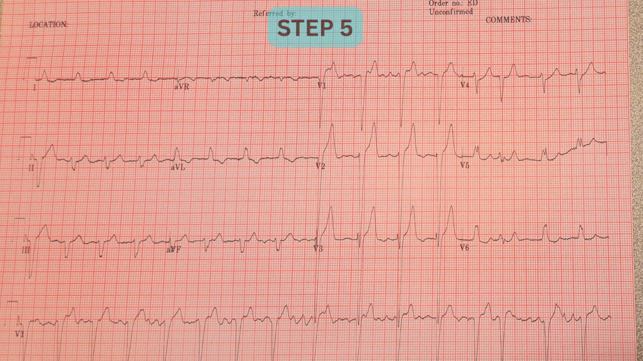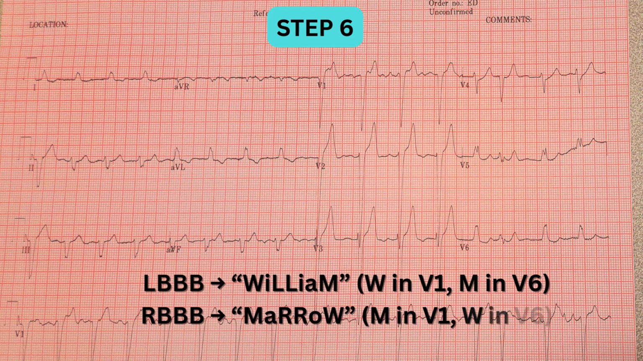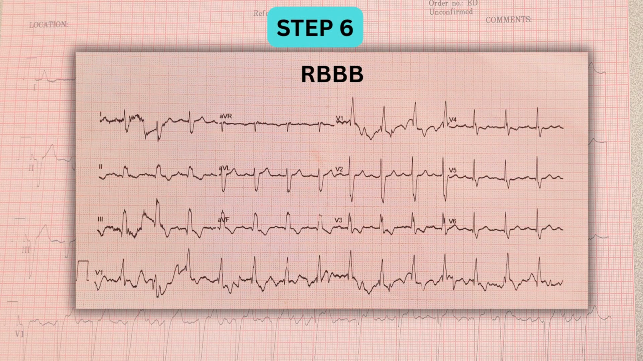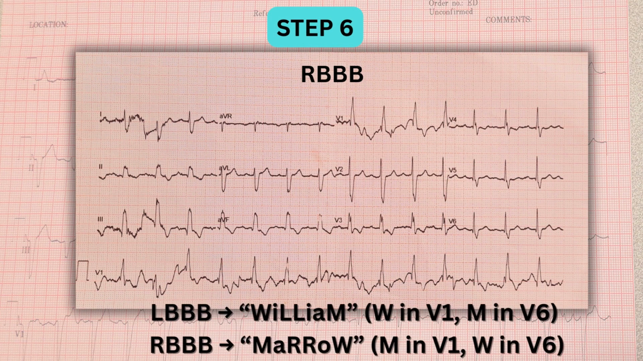Step 6. Use a quick bedside mnemonic. WiLLiaM MaRRoW. Left bundle branch block is WiLLiaM, W in V1, M in V6. In right bundle branch block, that is MaRRoW, M pattern in V1 and W pattern in V6.